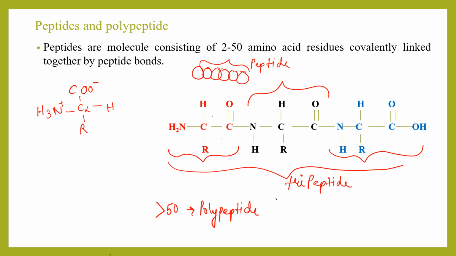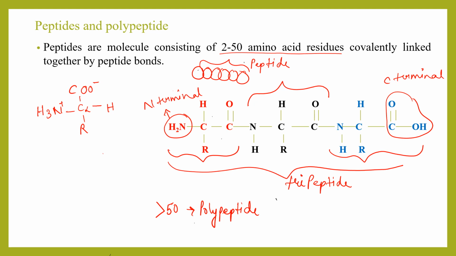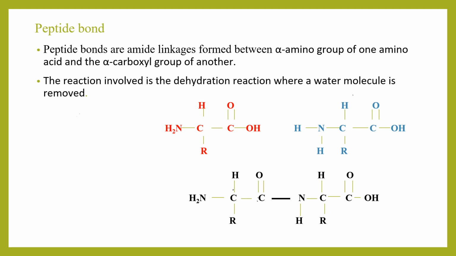Now you see here the amino acid residue containing the amino group is known as the N-terminal amino acid residue, and the amino acid residue containing the carboxyl group is known as the C-terminal amino acid residue. C for carboxyl group and N for amino group. So peptides are molecules consisting of 2 to 50 amino acid residues covalently linked by a bond called the peptide bond. So now we know that amino acid residues, when joined by a peptide bond, form a peptide.